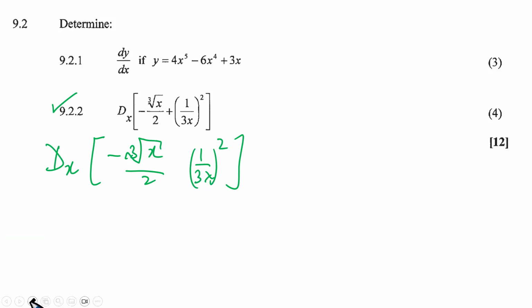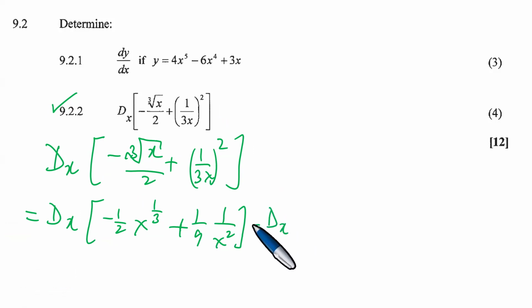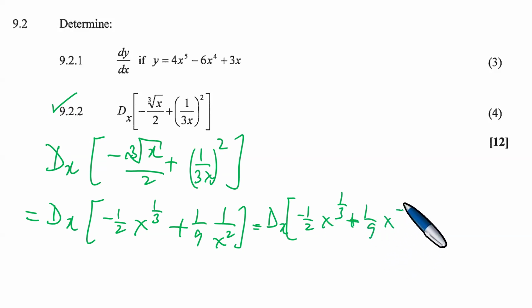And now let us solve this step by step. So you have here minus 1/2 x to the 1/3 plus, you square here, which becomes 1/9, 1 over x to the 2, dx. Okay, so it is minus 1/2 x to the 1/3, 1 over 9 x to the minus 2.